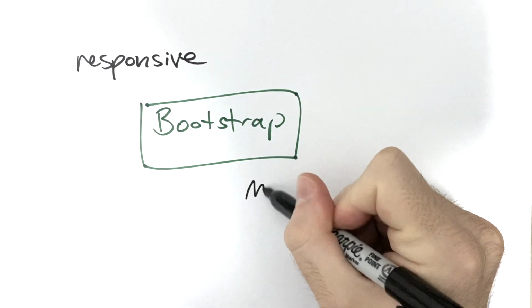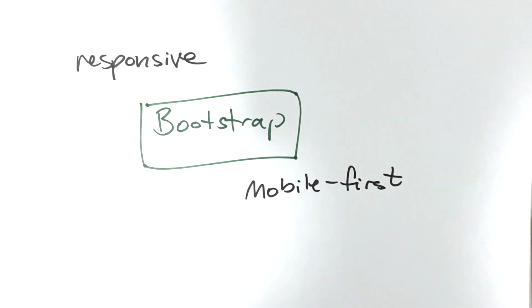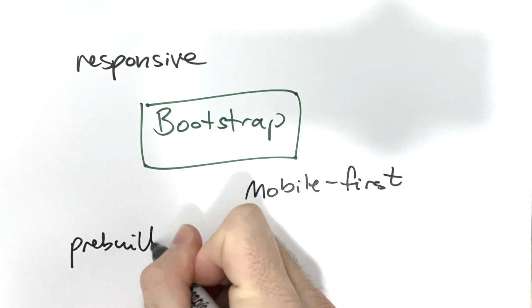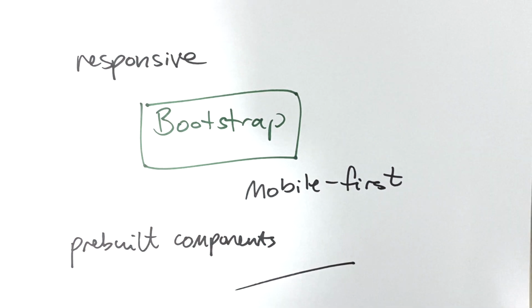It supports the mobile-first design philosophy, where you start by designing for the smallest screen, where you have the most restrictions, and then work your way up. It also has an extensive collection of pre-built components, things like tables, forms, navigation bars, with many beautifully styled examples ready to copy and paste from the Bootstrap website.